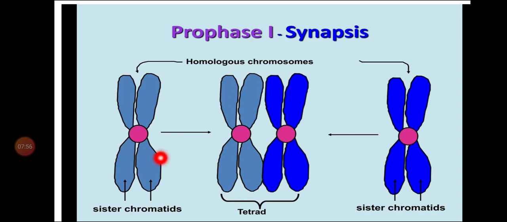Four chromatids together are known as a tetrad. And chromosomes that are the same in size, shape, structure and morphology, genetically the same, are known as homologous chromosomes. Okay, so all the terms are clear. Chiasmata means what? The crossing over. When crossing over takes place in this tetrad, exchange of genetic material takes place, and the crossing over region is known as chiasma or chiasmata.